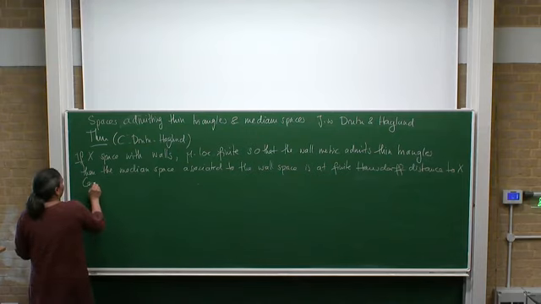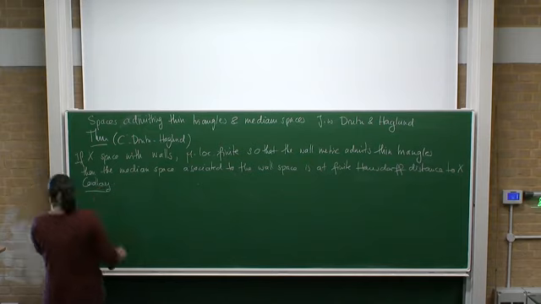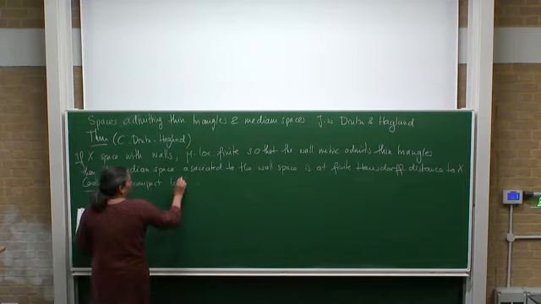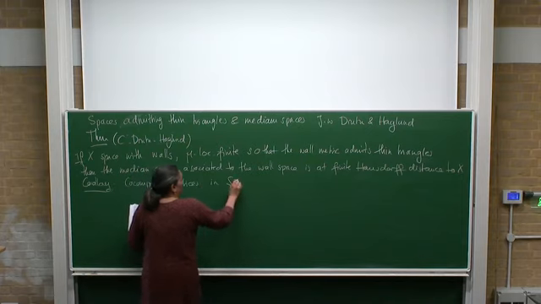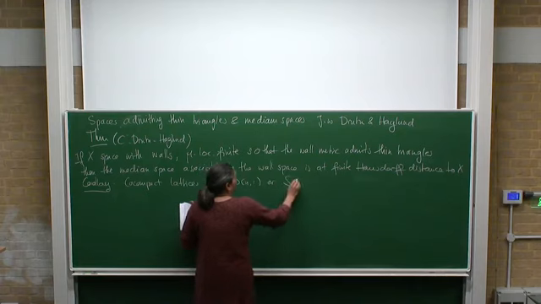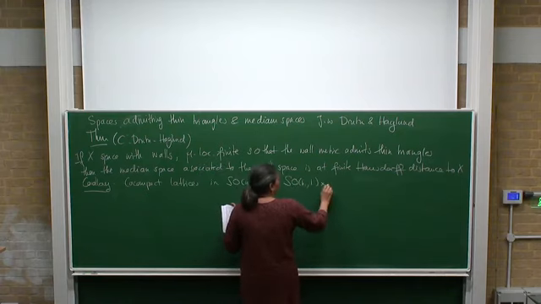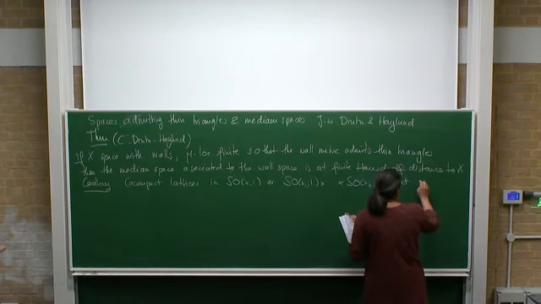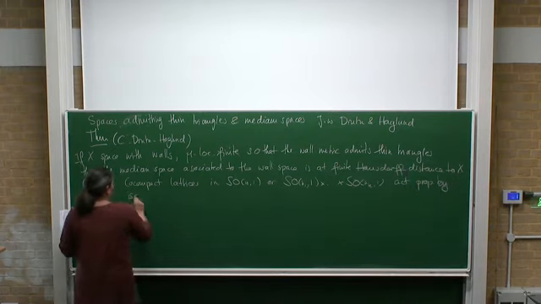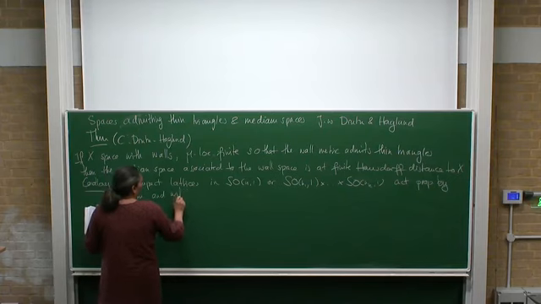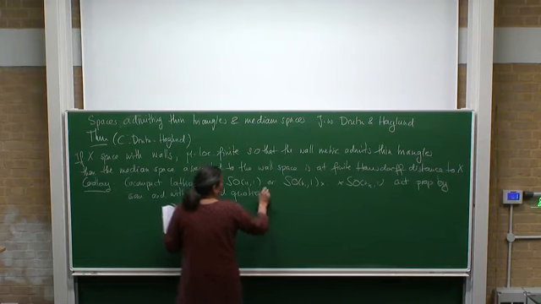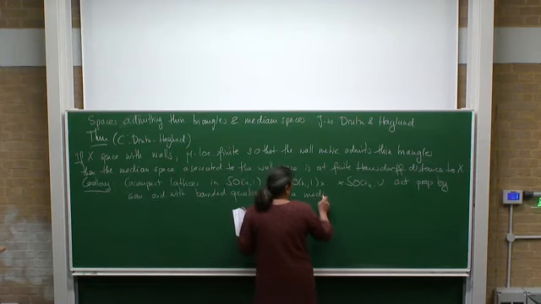And so as a corollary, we get that co-compact lattices in SO(n,1) or SO(n,1) times SO(n,1) act properly by isometries and with bounded quotient on a median space.